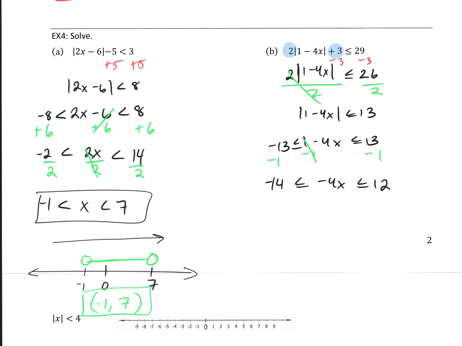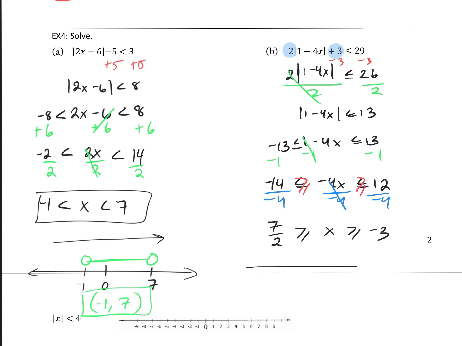And then, let's see. So let's get x by itself. We'll divide by negative 4. Ooh, when I divide by negative, what happens to my sign? It has to switch. Careful, we divided by negative. We got to flip our signs. So simplifying this, that's going to be 14 divided by 4. They're both divisible by 2, which means we have 7 over 2 greater than or equal to x, which is greater than or equal to negative 3.